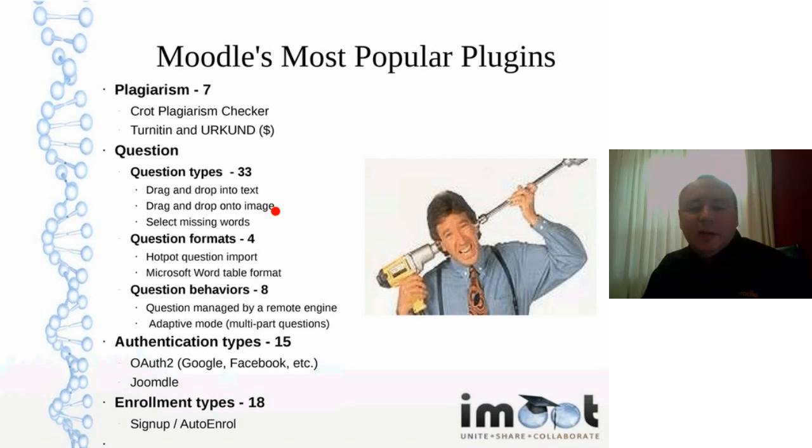Enrollment types are how people get enrolled into courses, and so both sign up and auto enroll. The idea is that upon account creation, you can set up parameters so that everybody gets enrolled in the introduction course, and things like that, to automatically help people with enrollment.